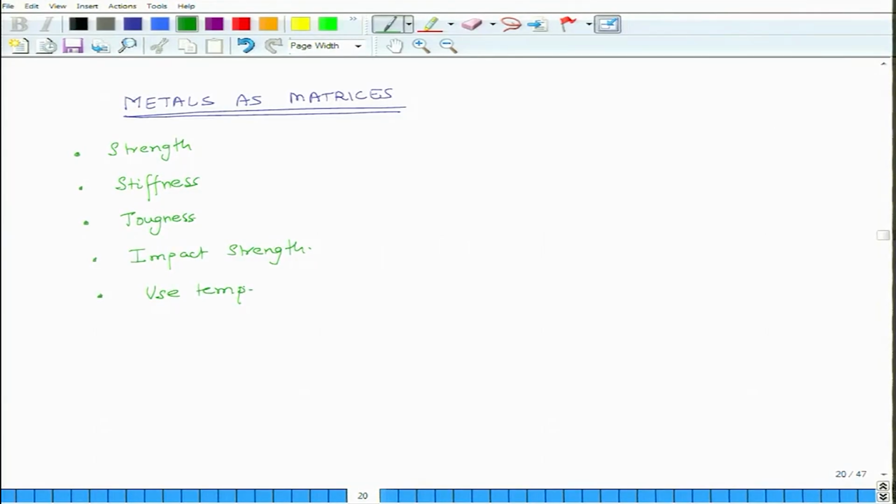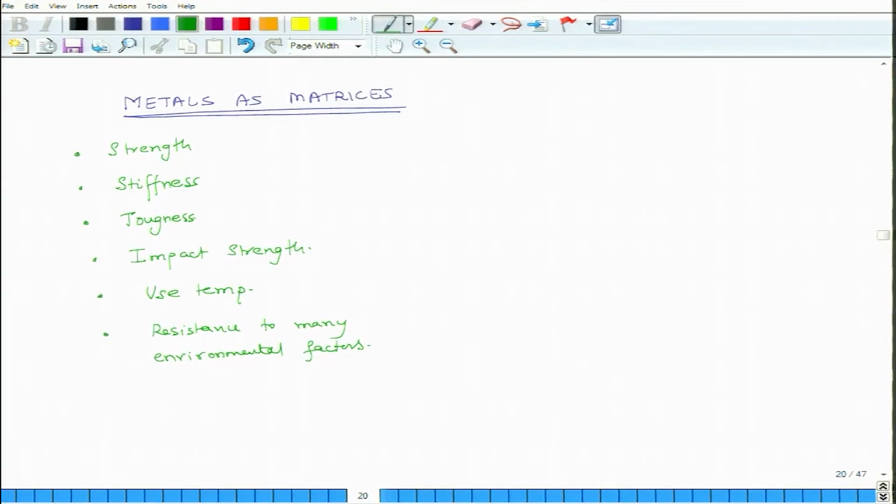So I will say use temperature. They have high use temperature, which can be several hundred degrees centigrade, and in some cases it can go up to 1000. And resistance to many environmental factors. For instance, UV radiation, you don't have to worry about if they are metals, but with plastics you have to worry about it.